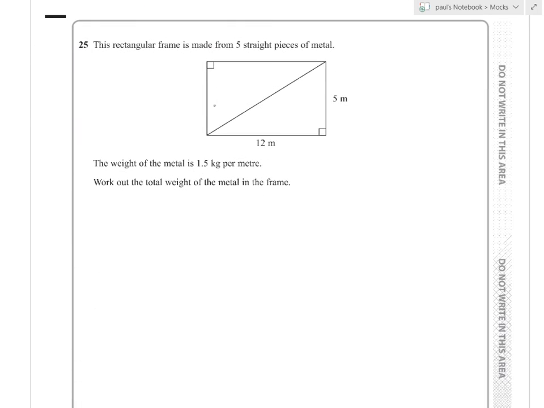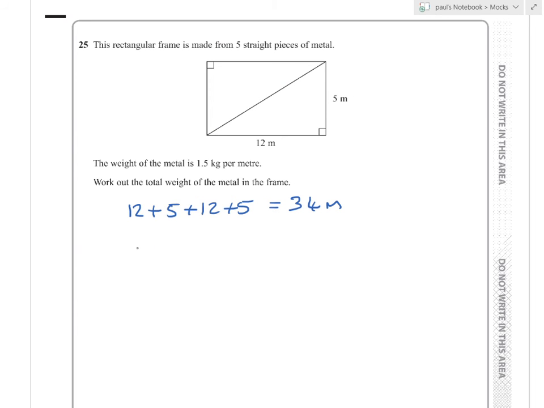Right, a rectangular frame is made from 5 pieces of metal. The weight of the metal is 1.5 kg per meter. What's the weight of the frame? So we've got 12 plus 5 plus 12 plus 5, which is 34 meters. Now we've got to do that one there.